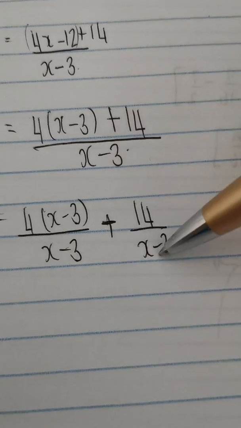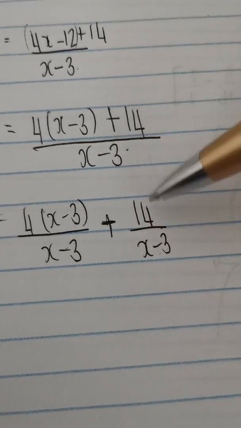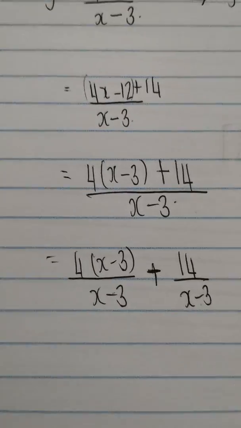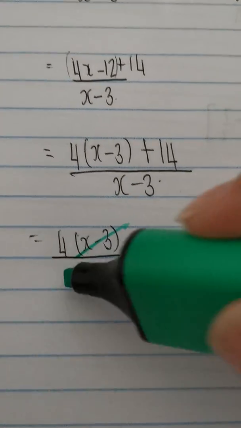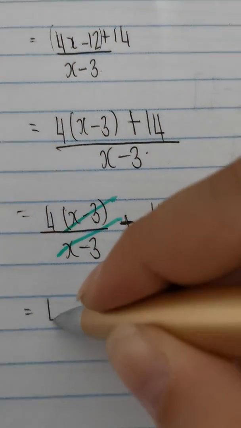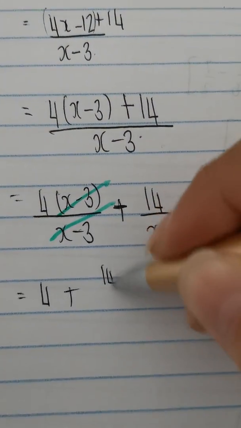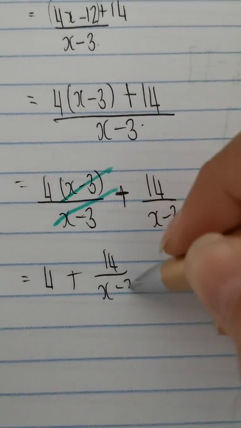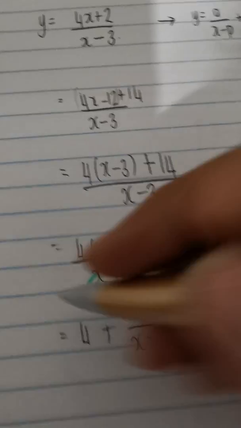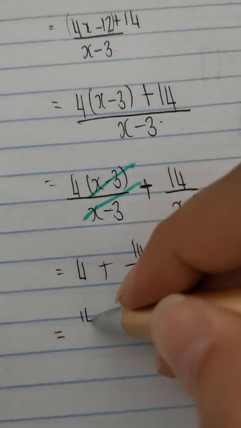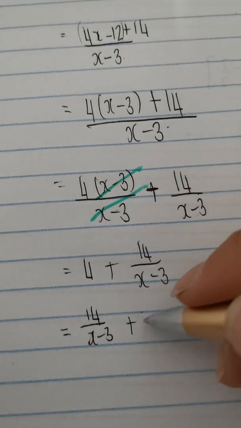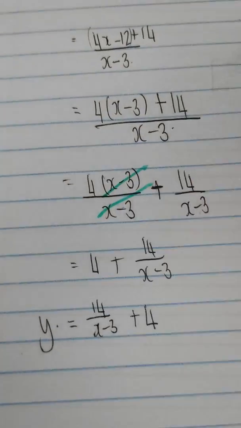Because what I was saying earlier, if they're on the same denominators, you add the numerators. So if you add the numerators, you can put them over the same denominator. And then what I'm doing is cancelling that, because they're the same. And so I'm left with 4 plus 14 over x minus 3. From here, I'm just going to make sure I write it exactly in that format. So I have 14 over x minus 3, plus 4. That's what y is.